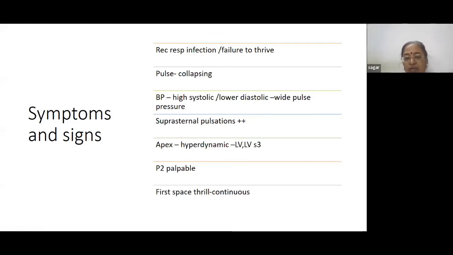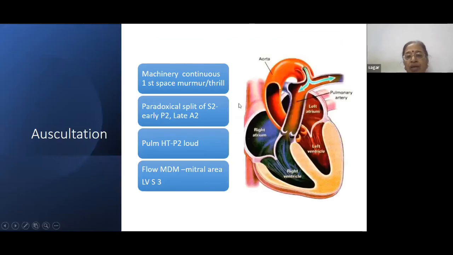This first space thrill is because the PDA occurs at that space, right? So why is it continuous? Because throughout, the aortic pressure is more than the pulmonary pressure. So that's the continuous thrill that is present. So all signs of LV overload and pulmonary artery hypertension, and then the first space thrill. What do you get on auscultation? Continuous murmur, which is called machinery murmur. That is because the aortic pressure is always higher than the pulmonary pressure in diastole and systole. So continuously blood is flowing, and this is where, in the first left intercostal space, you get the thrill and the murmur.